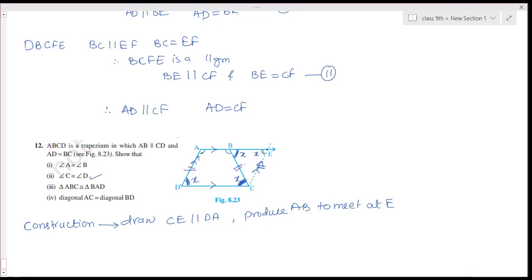Now this is x, so how much is this? A will be 180 minus x. B will also be 180 minus x, so they are equal to each other. And now, to prove the first part, join AC and BD.